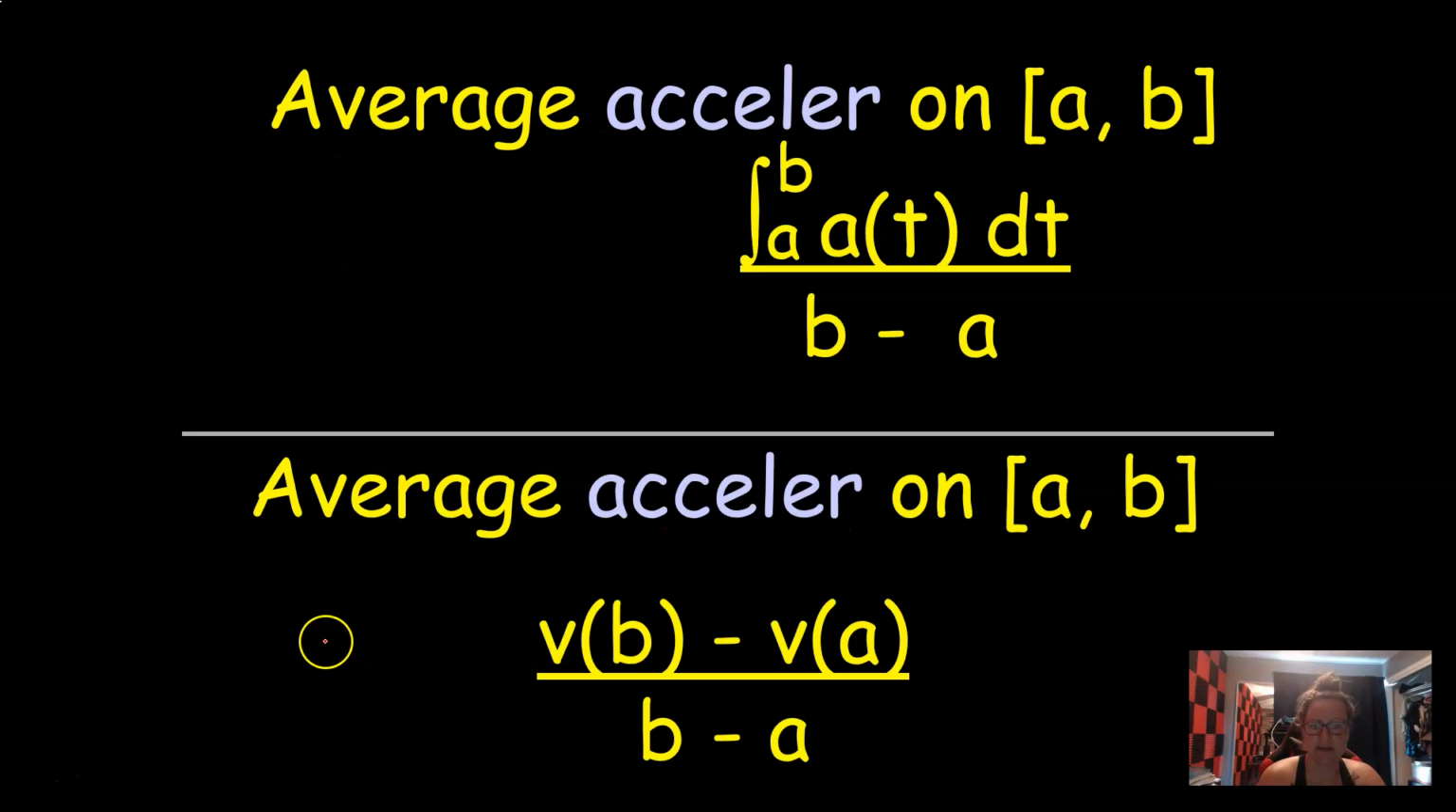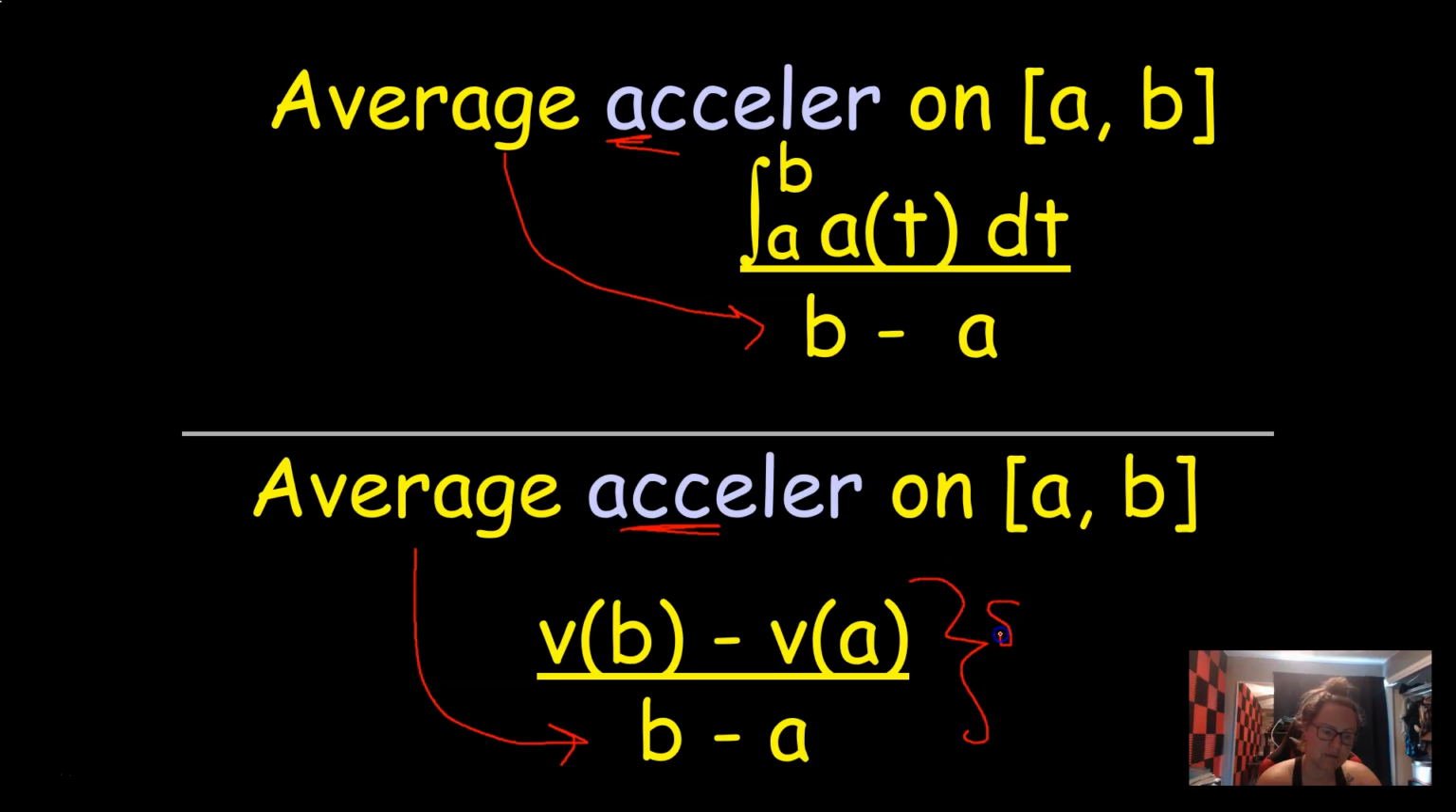Okay, so similarly, we have average acceleration. Again, both of these are acceleration. We can choose to write it as the integral from a to b of a of t, because it's acceleration, over b minus a. That's the average part. Or I can say, oh, well, the antiderivative of acceleration is velocity, so v of b minus v of a over b minus a, because again, that's that average part. Okay, and remember, this is slope, right? Crazy.